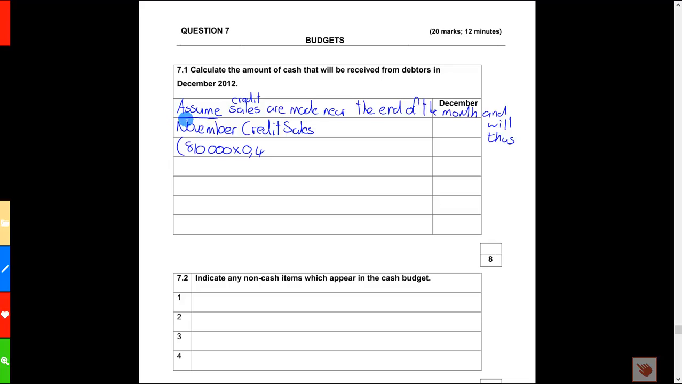You need to make sure that whenever you make an assumption, it is actually a valid assumption. But here, because there was a little bit of ambiguity, you could assume that the credit sales are made near the end of the month and will thus only be received in the next month. So if they say it's received within 30 days, we're assuming that those 30 days will not fall within the same month, but will fall in the month after the month of sale. Okay, so that is our interpretation.